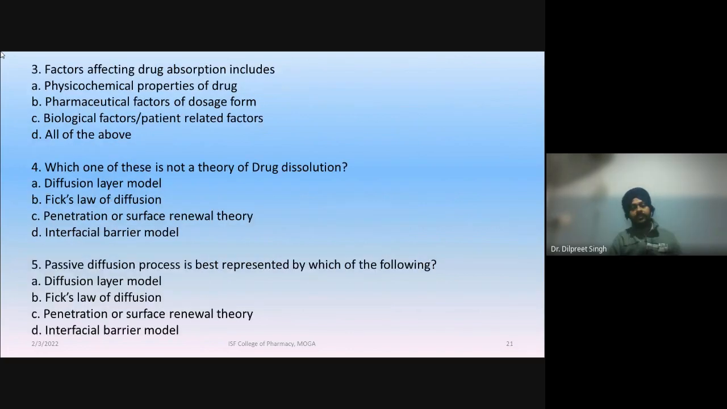The third question: what are the factors affecting drug absorption? Physicochemical properties of the drug, pharmaceutical factors, biological factors, or all of the above. The answer is D, all of the above. Which one of these is not a theory of drug dissolution? The answer is B, Fick's law of diffusion. Fifth question: the passive diffusion process is best represented by which of the following? The answer is C, the penetration or surface renewal theory.